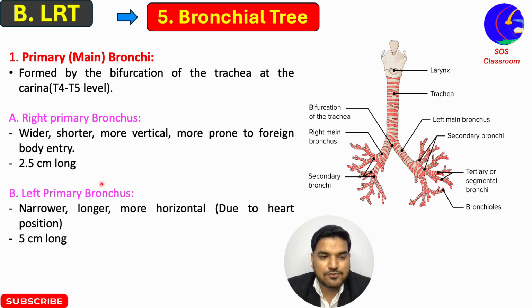And the left primary bronchus is just the opposite of the right bronchus. The right bronchus is wider and the left bronchus is narrow. The right bronchus is shorter, the left is longer. The right is more vertical, the left is more horizontal. You can see this is more horizontal in shape due to the heart position, because the heart is present on the left side. And the length of the left bronchus is 5 centimeter long. So the right bronchus length is 2.5 centimeter and the left bronchus is 5 centimeter long.